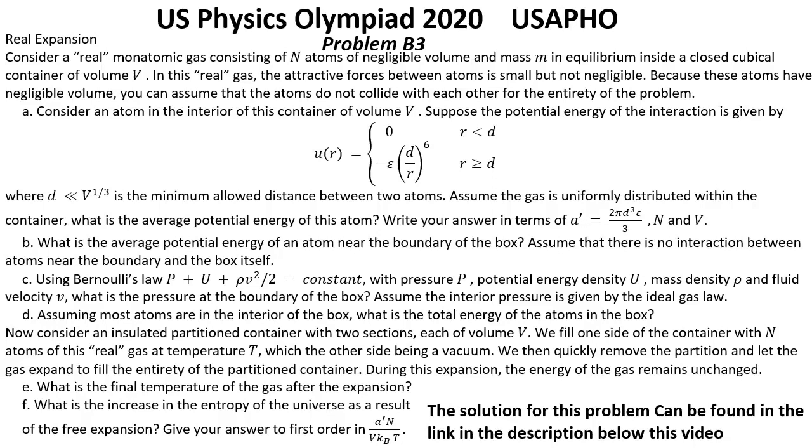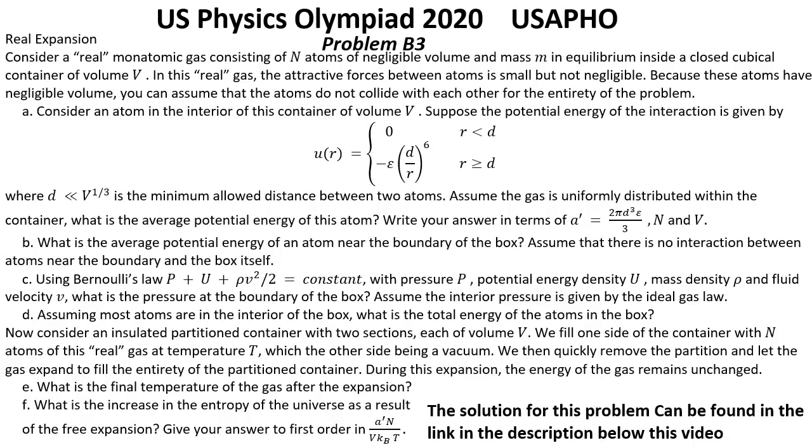Assume the gas is uniformly distributed within the container. What is the average potential energy of this atom? Write your answer in terms of A prime equal to 2 pi d cubed epsilon over 3, n, and V. Question B. What is the average potential energy of an atom near the boundary of the box? Assume that there is no interaction between atoms near the boundary and the box itself.